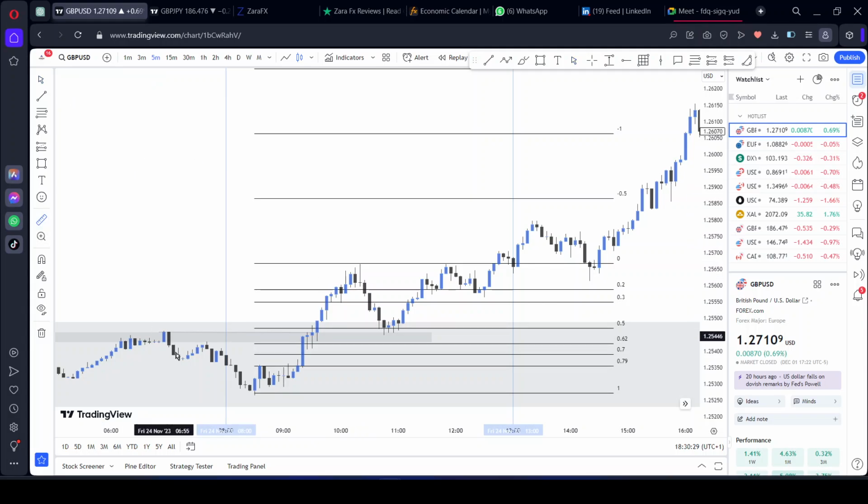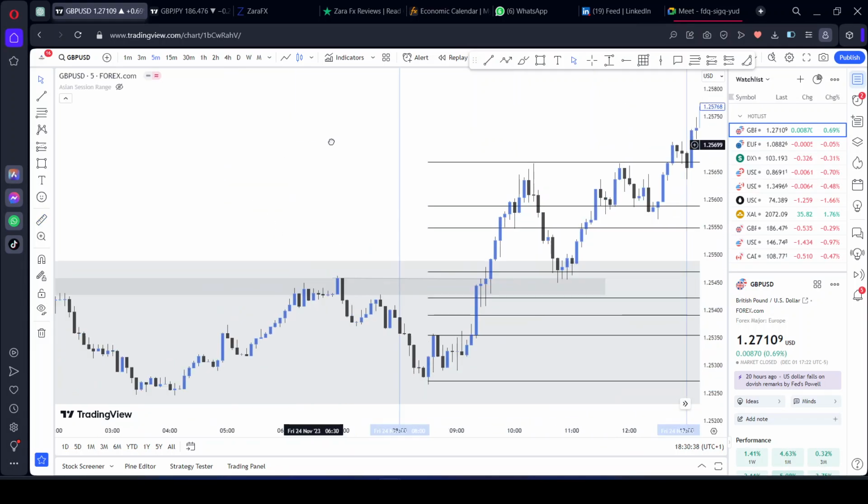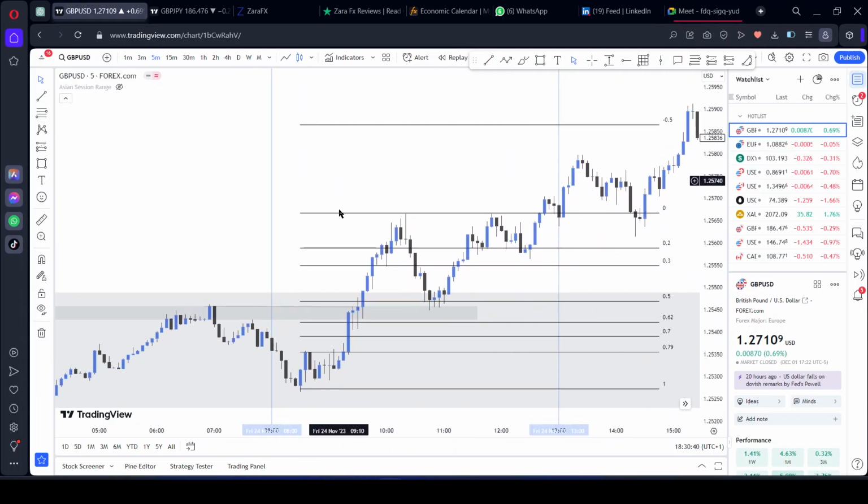Let me first see what's the range. Is it a trade that is worth taking? 39 pips. Okay. So this is what I would have done. For my entry, I would have just placed a limit order, a buy limit here. Not directly on the zone, I'll take it a little above my 50% of the Fibonacci.